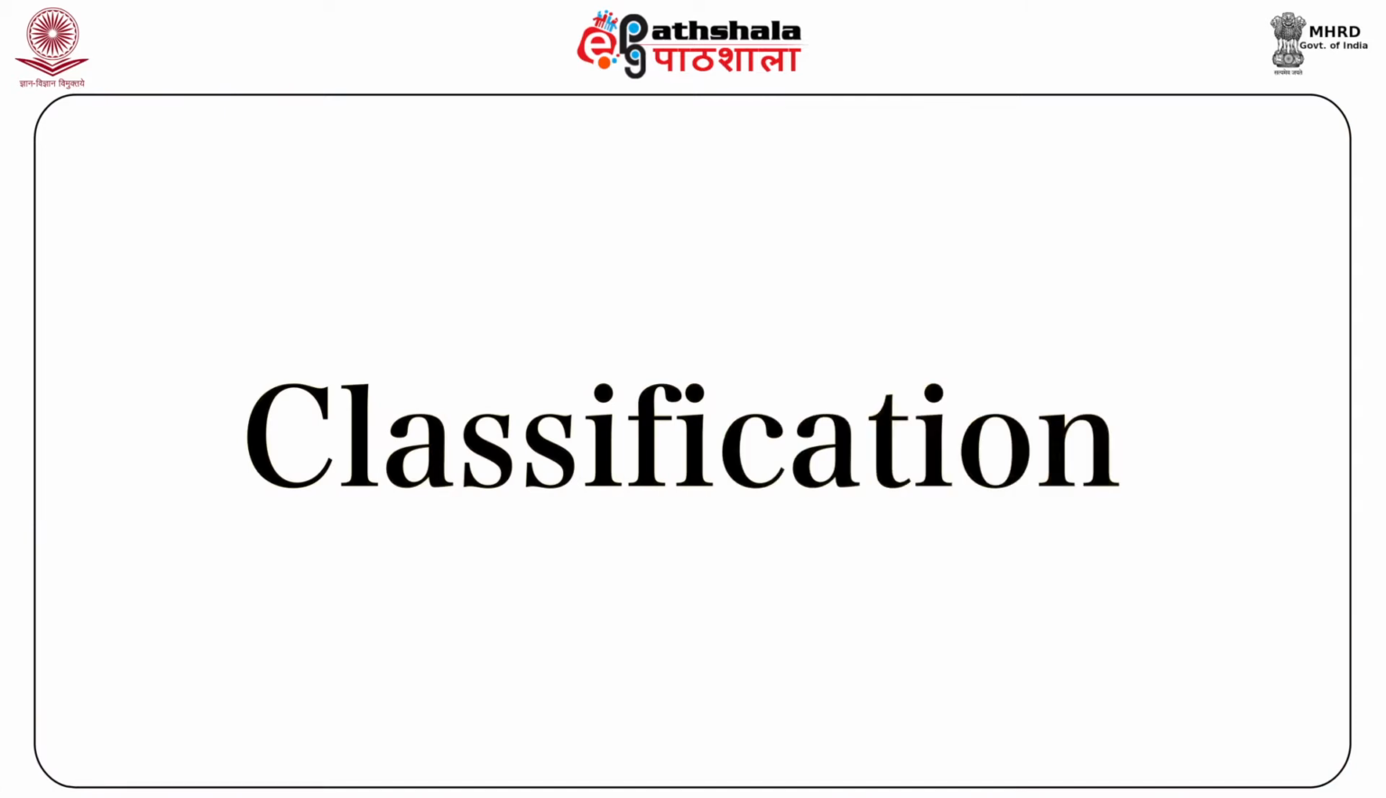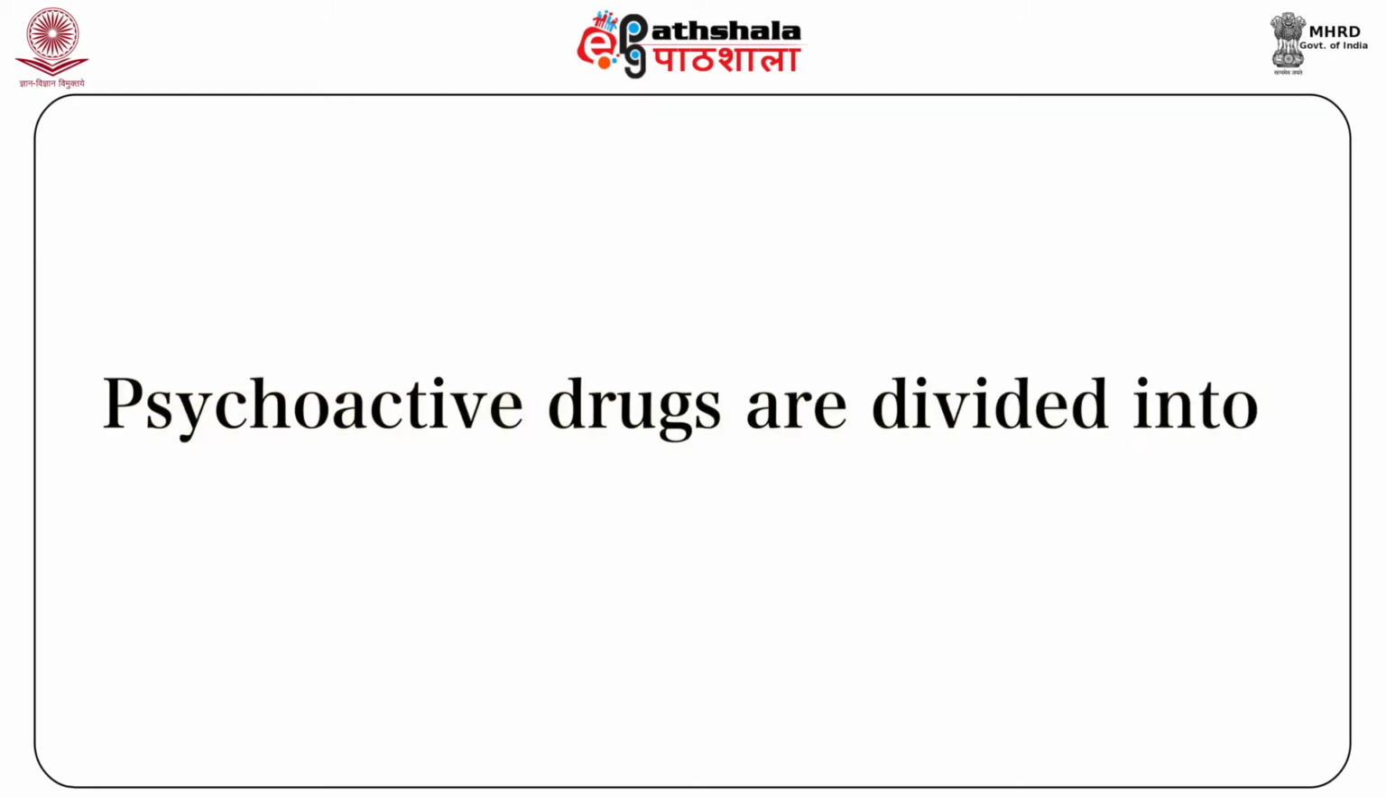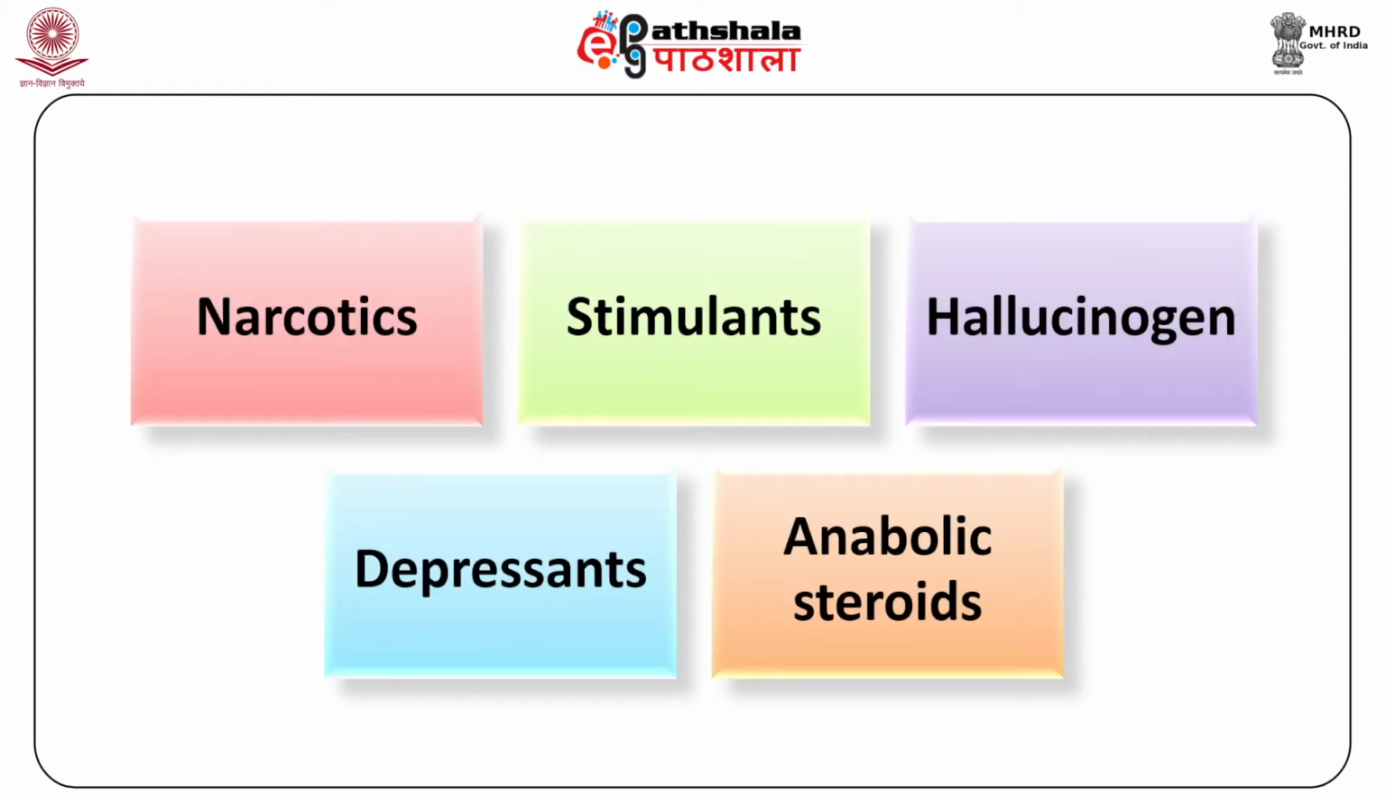Let us classify psychoactive substances. Psychoactive substances are used by human beings for varied reasons. The world's largest consumption of psychoactive substance is in the form of caffeine, but unlike other drugs, it is unregulated and is legal in almost all the countries. According to pharmacological effects in the body, psychoactive drugs are divided into different categories. Generally used psychoactive drugs are narcotics, stimulants, hallucinogens, depressants, and anabolic steroids. Let us discuss them one by one.